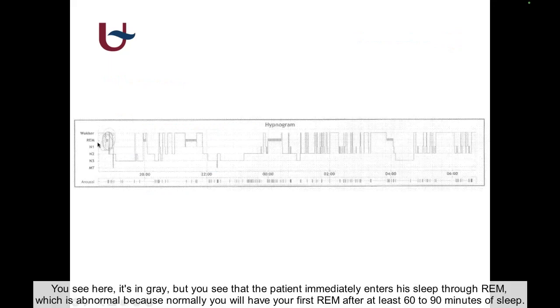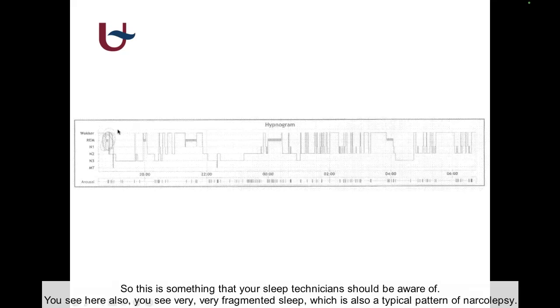So this is an example of a polysomnography. You see here, it's in gray, but you see that the patient immediately enters his sleep through REM, which is abnormal, because normally you will have your first REM after at least 60 to 90 minutes of sleep. So this is something that your sleep technicians should be aware of. And you see here also very, very fragmented sleep, which is also a typical pattern of narcolepsy.